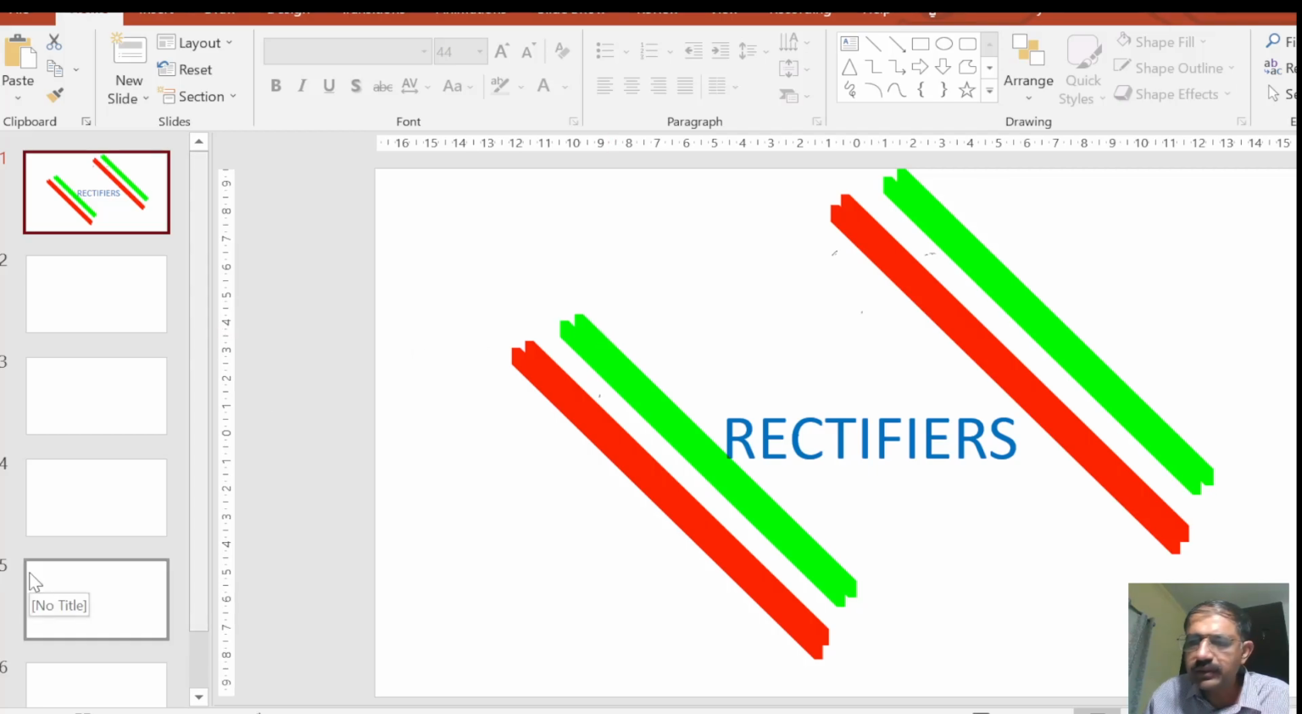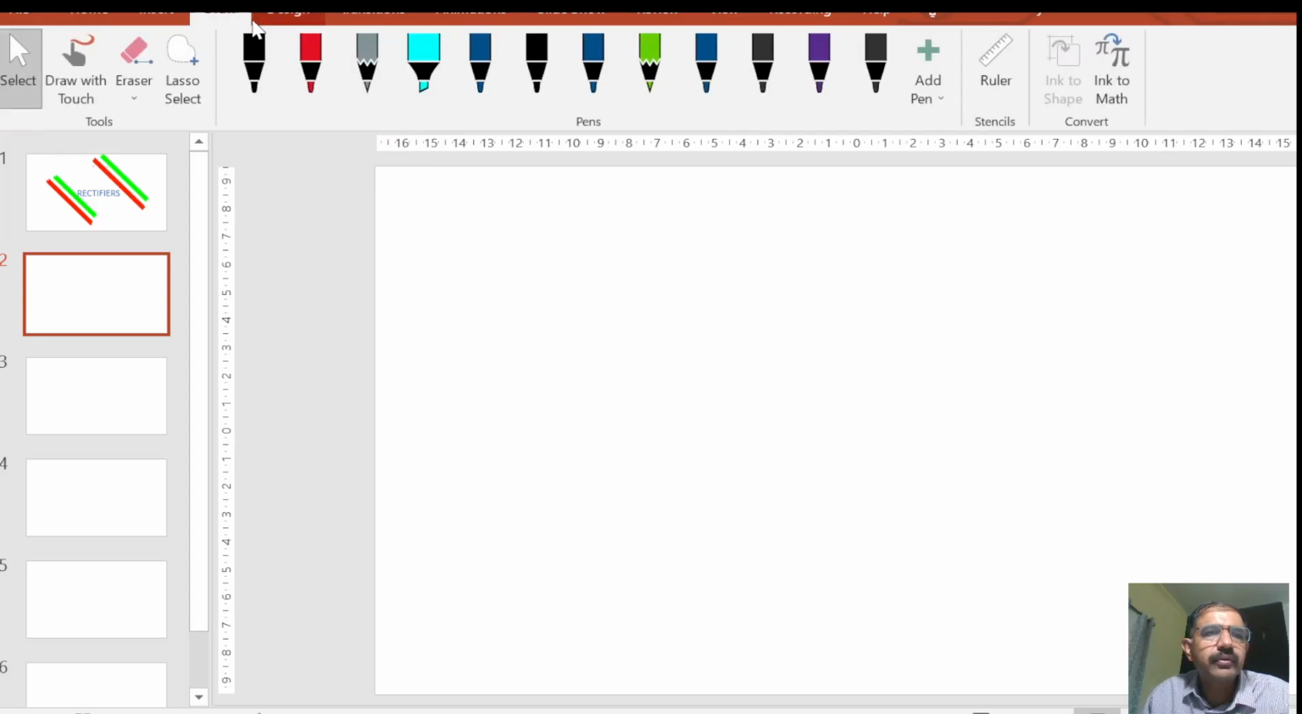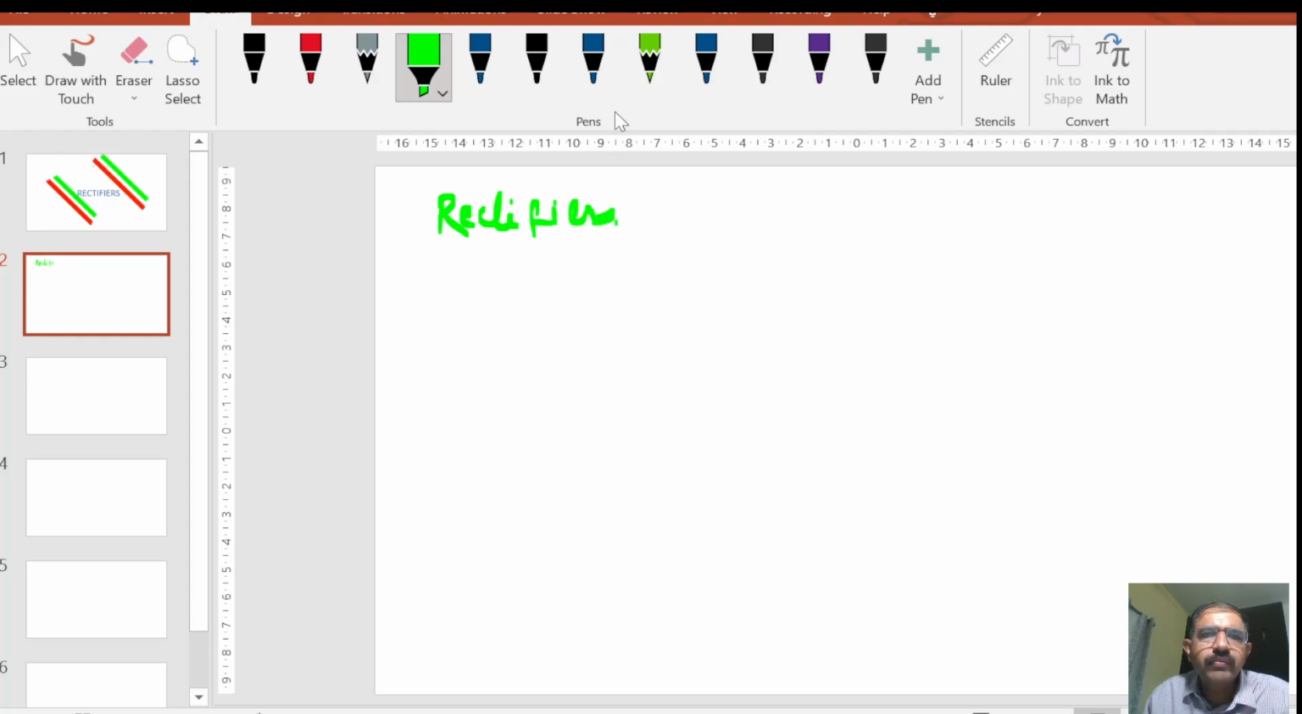So today we will discuss rectifiers. What is a rectifier? Basically, a rectifier converts AC, alternating current, to direct current, DC. AC to DC.